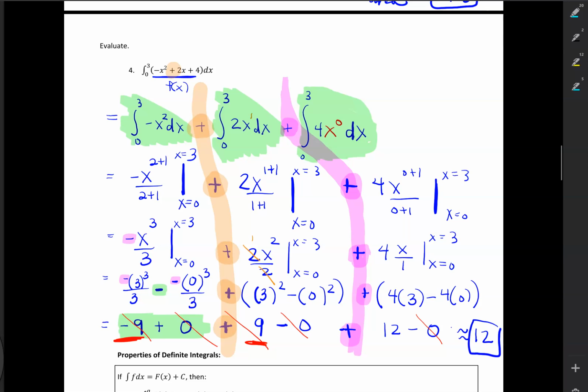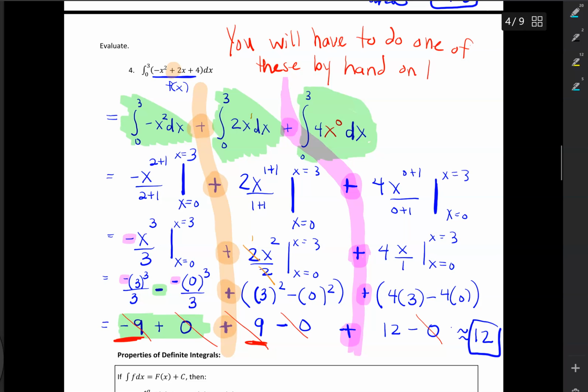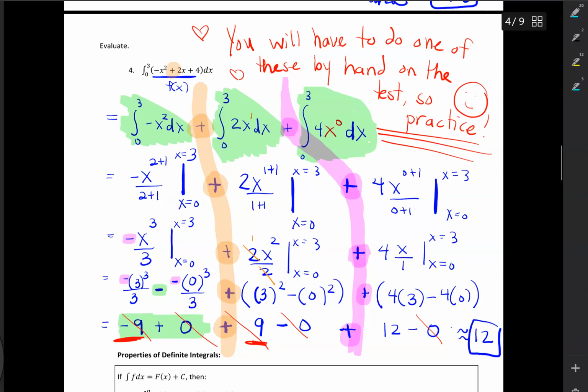You will have to do one by hand on the test. So practice. So you will have to do one of these by hand on the test. So practice. Underline, underline, underline. Smiley face, hearts. But let's do it with some technology.